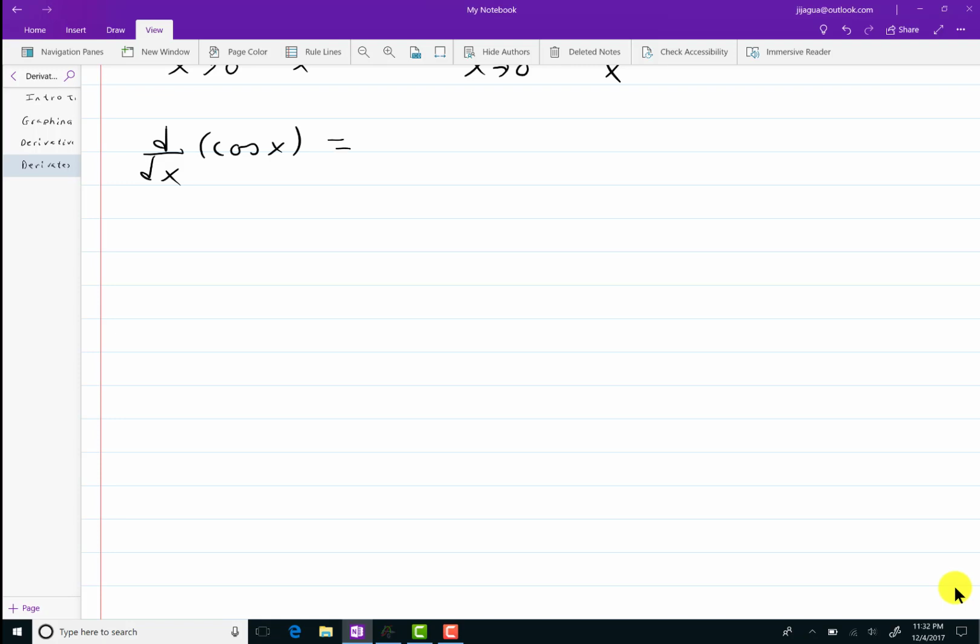According to the derivative formula, this is the limit as h goes to 0. Let me write that out. The limit as h goes to 0 of cosine of x plus h minus cosine of x, all over h.